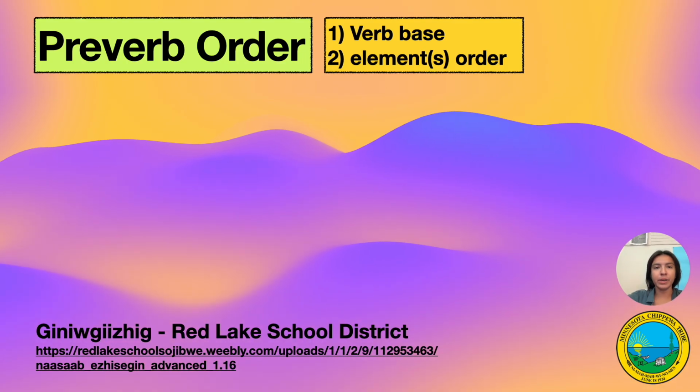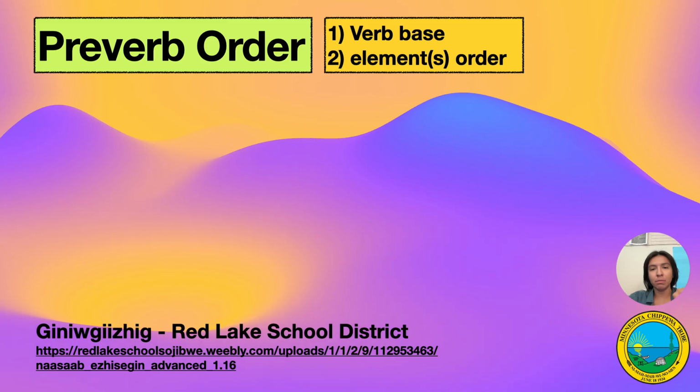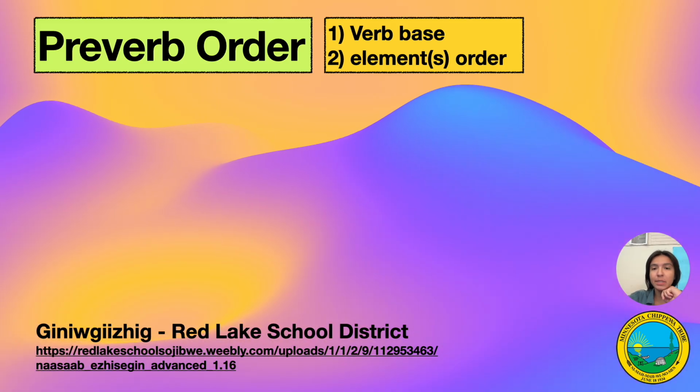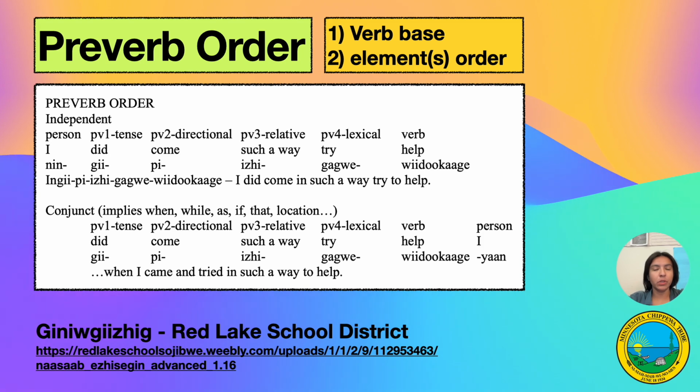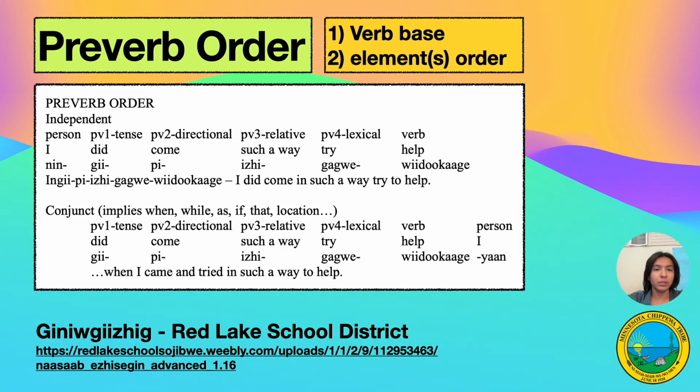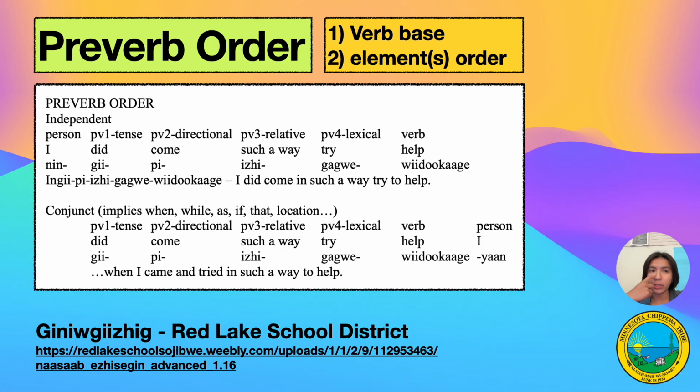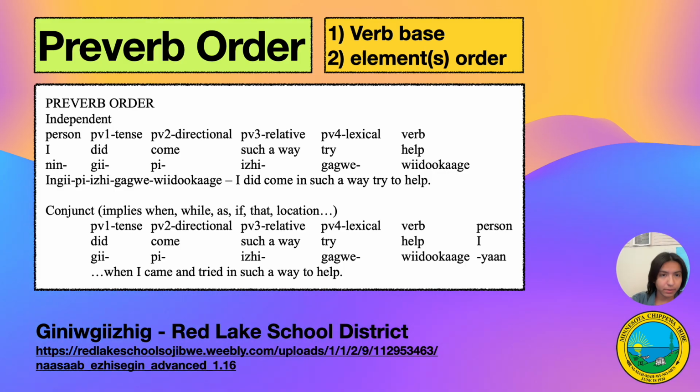Let's look at preverb order. We're looking at the verb base and the elements in what order they go in, because it is specific. Here is our order chart, and then we'll look at directionals next, and then we'll look at them together. You're going to use gi, we, da with your personal prefix and tense. Then come our directionals in order after. So ingi pi, then comes relative preverbs, and then come lexical preverbs. If we chunk them together, it's the personal prefix, including the tense, then you go directional, and then you have your relative and lexical preverbs, and then you have your verb.